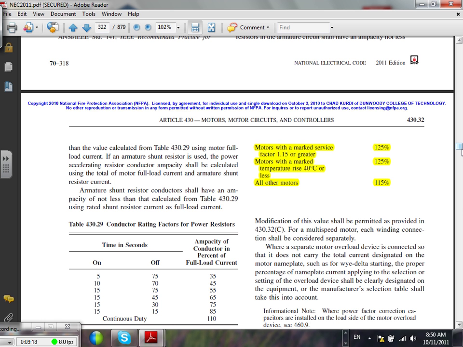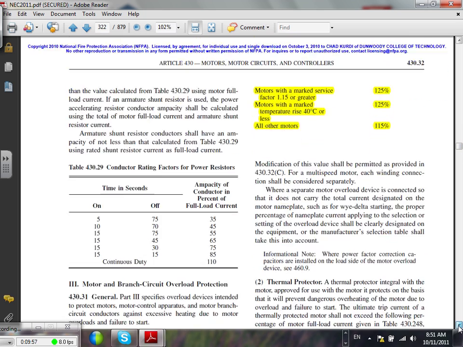So this is 430.32A. Highlight where it says motors with a marked service factor 1.15, 1.25, marked temperature rise 40, 1.25, all other motors 1.15. Please highlight these if you have not done so. Cool, everybody's there? Did I walk you through highlighting them before? No, I did another group, but not you. These are very important, guys, as you move forward. And I know my friend Chris is going to take all these tables down and automate them for us, so you don't have to go there. Okay, so this is for the overload.